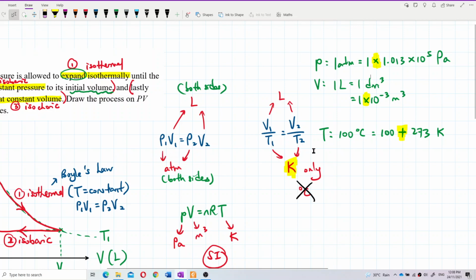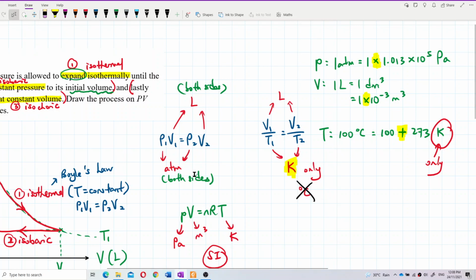But the temperature is a plus. It's plus 273. It's not multiply 273. The things you plus, you cannot cancel left and right. So for the temperature, it must be Kelvin only. Must only use Kelvin, cannot use degree Celsius.